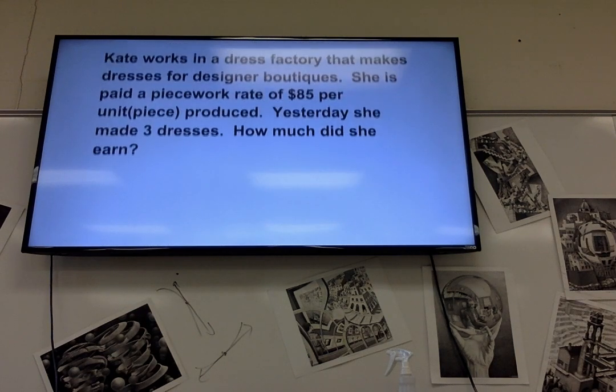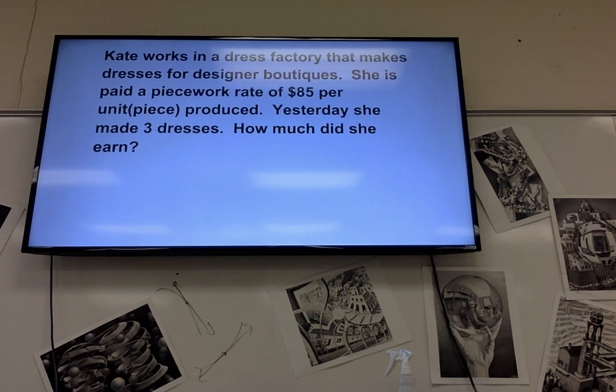Example 3. Kate works in a dress factory that makes dresses for designer boutiques. She is paid a piecework rate. So she gets paid $85 per unit produced, meaning per dress. Yesterday she made 3 dresses. How much did she earn? This is as straightforward as it seems, I promise.